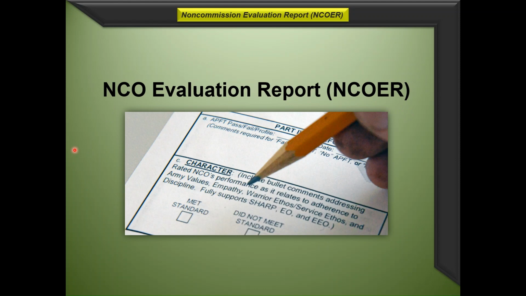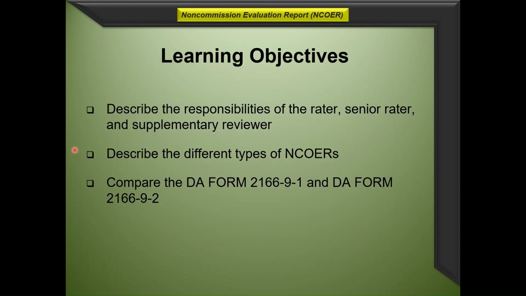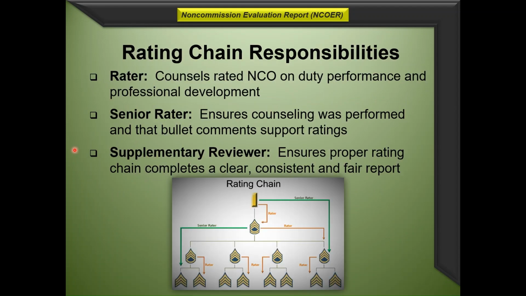All right. For this video, we will be covering the NCO evaluation report, also known as the NCOER. Things that we're going to cover: describe the responsibilities of the rater, senior rater, and supplementary reviewer, describe the two different types of NCOERs, and compare the DA forms between the two different types of actual NCOERs.